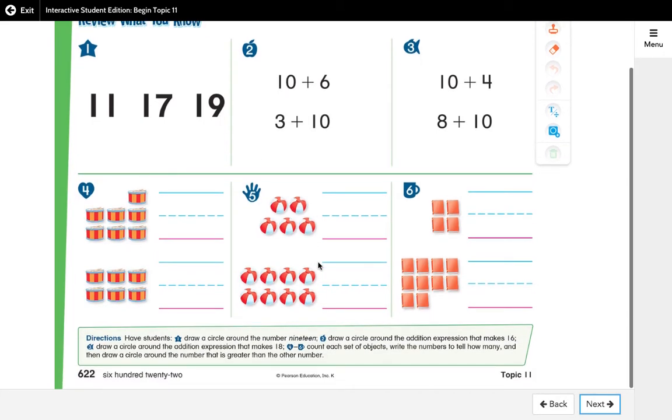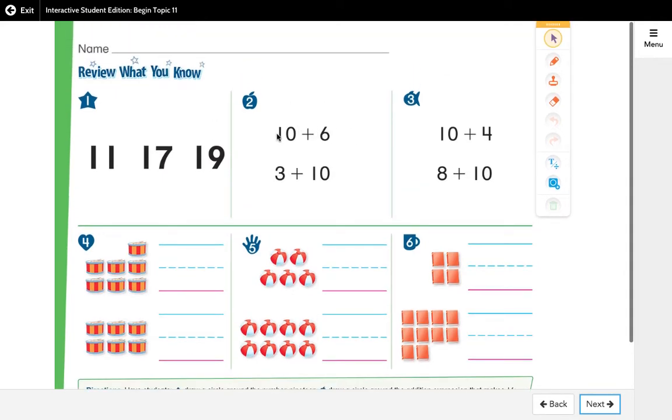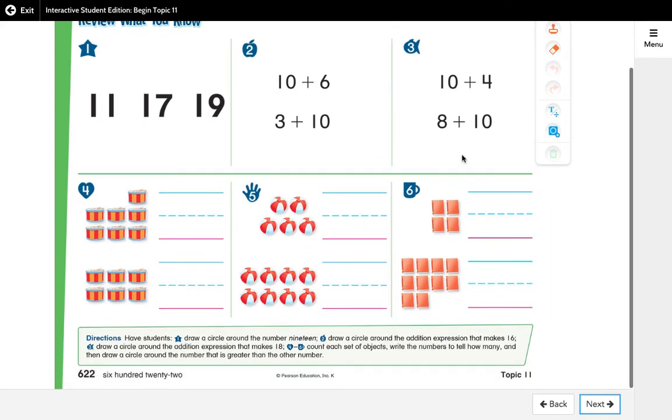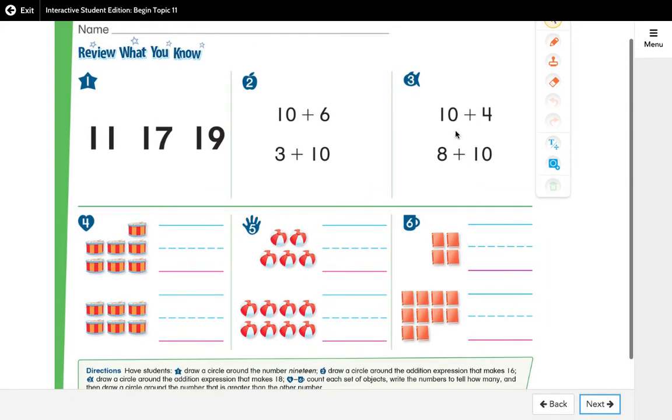Okay, on number 2, you're going to draw a circle around the addition expression that makes 16. So you have to decide, kiddos, does 10 plus 6 make 16? Or does 3 plus 10 make 16? So you need to decide what it makes, and you need to circle the right answer. Okay, so decide and circle. On number 3 here, you need to show how to make 18. So does 10 plus 4 make 18? Or does 8 plus 10 make 18?